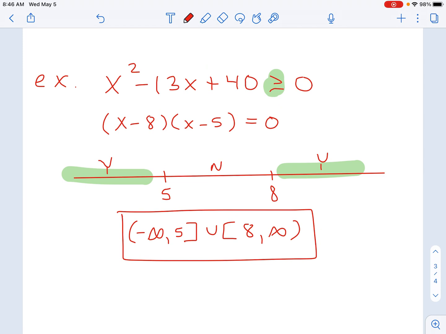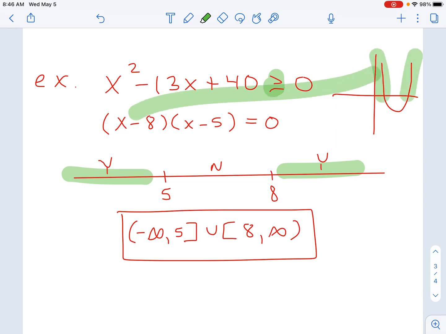Okay, and again, graphically what's happening here is you have this parabola with your intercepts, and the question is saying, well, what's happening? When is it greater than 0? Well, it's greater than 0 here and here, and so that is corresponding to those regions.